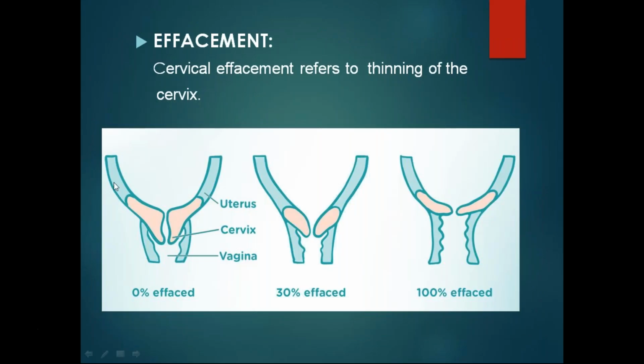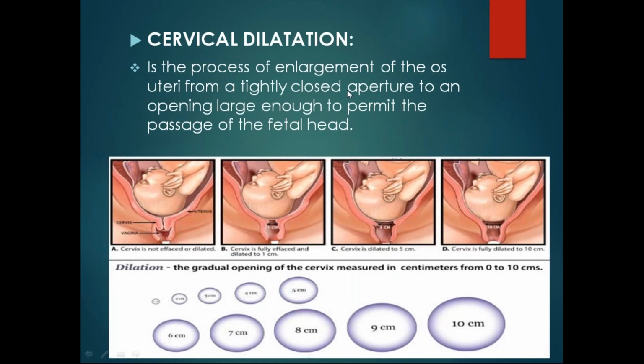So effacement is thinning of the cervix. You can see here, the cervix is so long here, then it becomes shorter, and finally it disappears. It becomes very, very thin. There is no cervix left. There is no substance of cervix. That is effacement. Right.